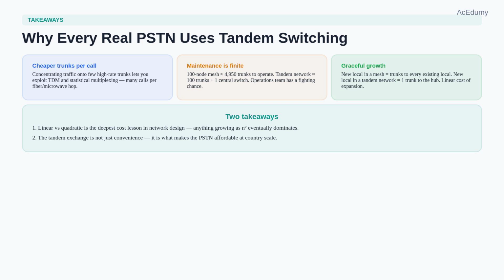2 takeaways. 1. Linear versus quadratic is the deepest cost engineering lesson in network design. Whenever something scales as n squared, it eventually dominates. 2. The tandem exchange is not just a convenience, it is what makes the PSTN mathematically affordable at country scale.